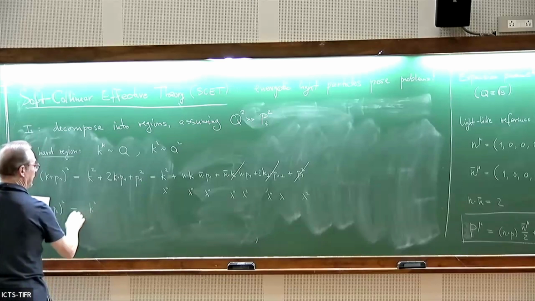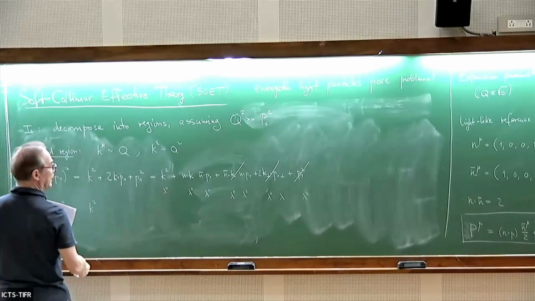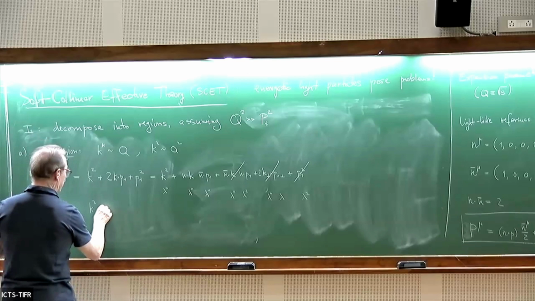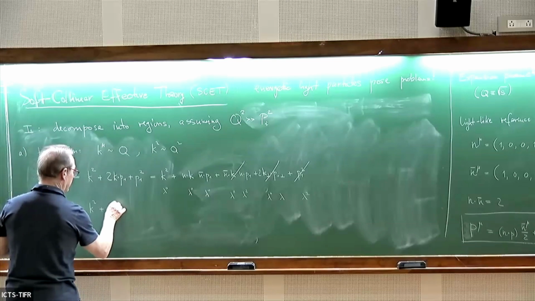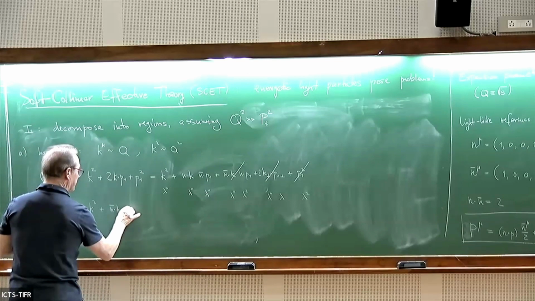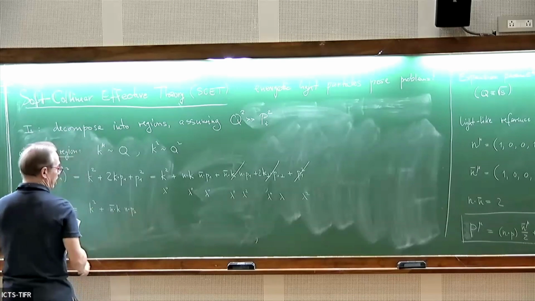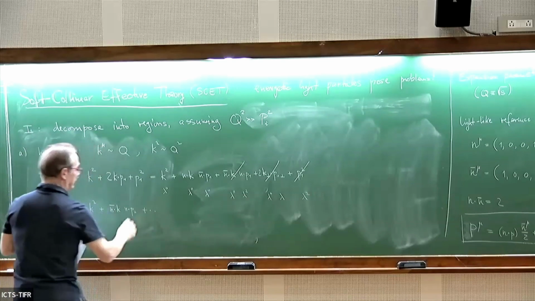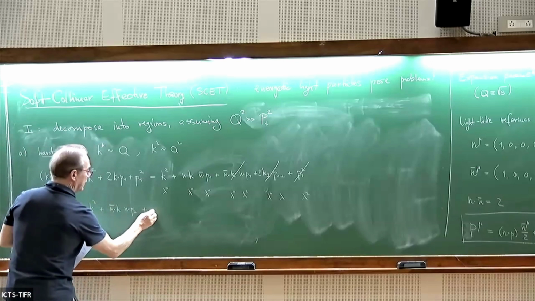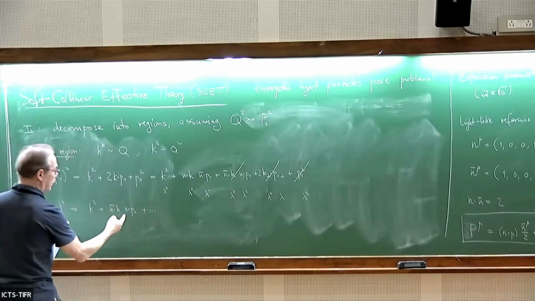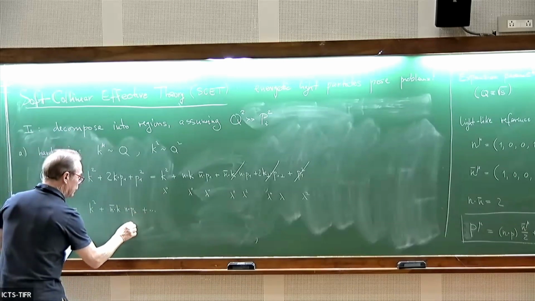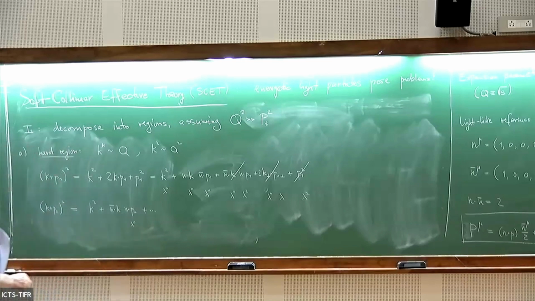Let me just write the answer. The answer is completely analogous: k squared plus n bar dot k n dot p2. And then everything else is power suppressed. The reason is that in the case of an anticollinear momentum, it's n dot p which is lambda to the 0, and all other components are suppressed.